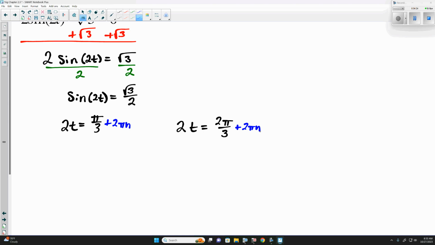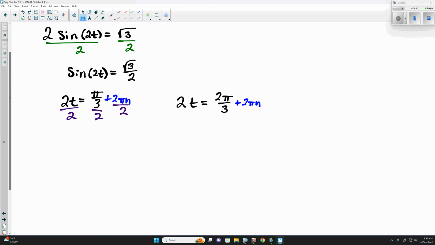We don't have to worry about having the extra part. Now, the last step would be to divide everything by 2. Well, our 2t divided by 2 is just going to become t is equal to, we can plug it into the calculator, pi over 3 divided by 2 would be pi over 6, plus, well, 2 pi n divided by 2 is pi n.